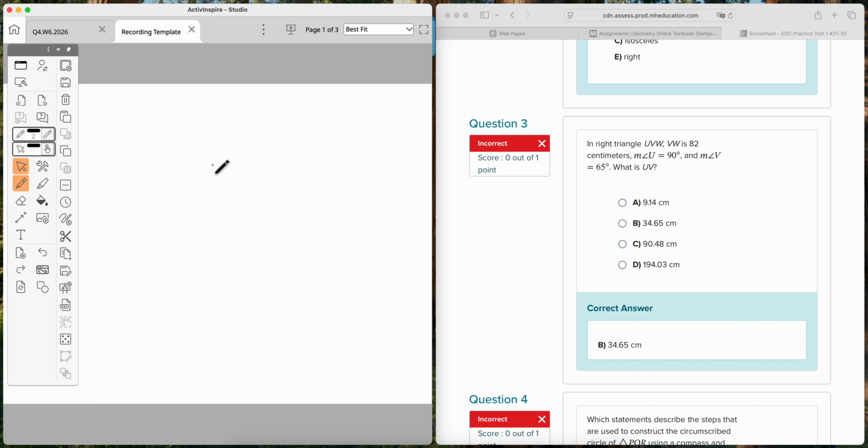In right triangle UVW, VW is 82 centimeters, the measure of angle U is 90, and the measure of angle V is 65. What is side UV?